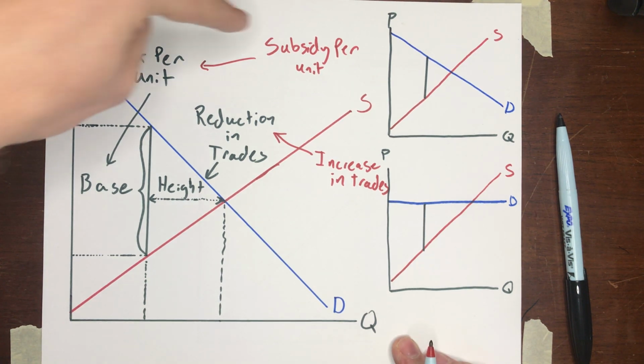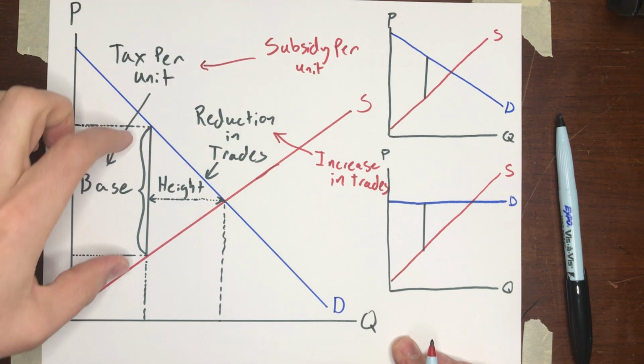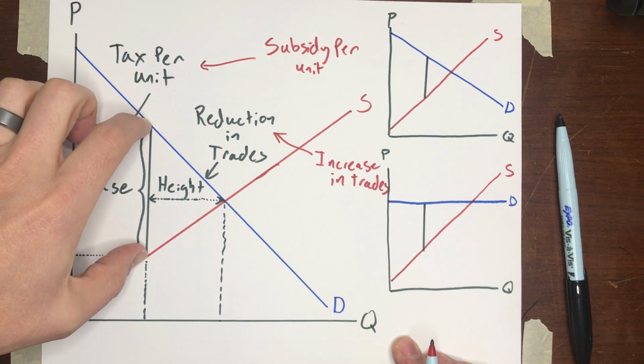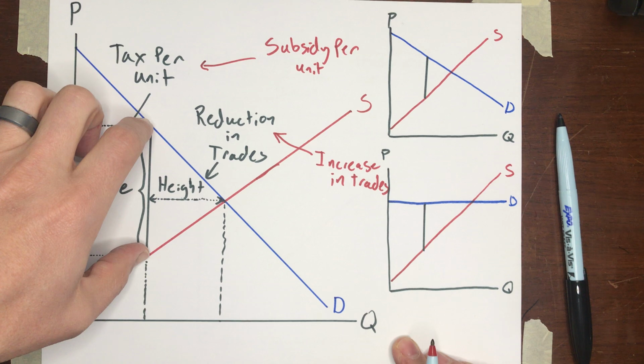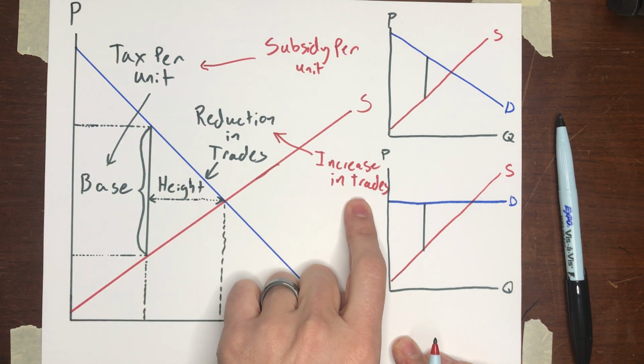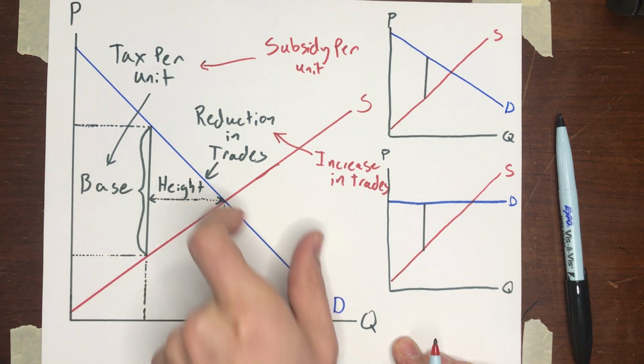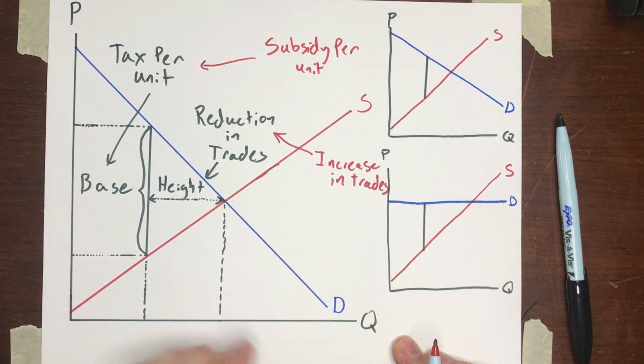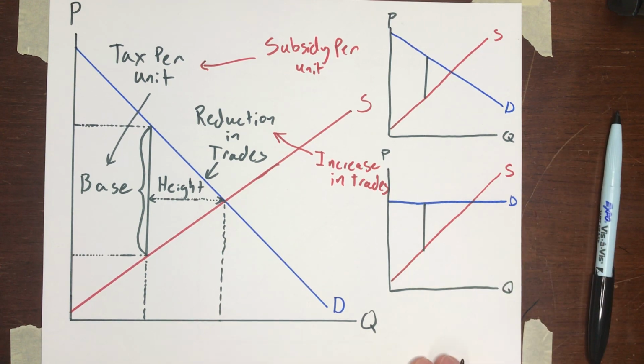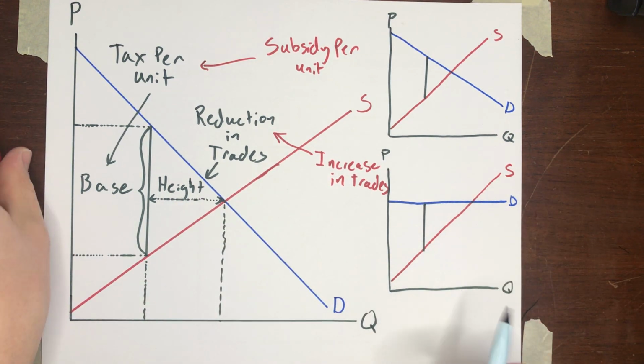The larger the subsidy per unit, the greater the base of the deadweight triangle. The larger the increase in number of trades, the greater the height of the deadweight loss triangle. Okay, so that's part B. And then answering part C for subsidies, you're going to get exactly the same answer.